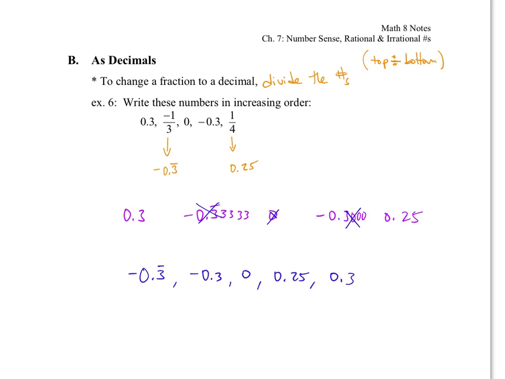Now, if it asks you to write those in order, we should actually change our originals back to the form they were originally in. So we really should write our final answer as negative 1/3, negative 0.3, 0, 1/4, and 0.3. If you wrote it either way, I would give you credit for it. The book will probably write it the second way, though. When you're checking your answers, it'll probably take it back to the original way they were written. I'm just telling you, when you do your book questions, they will most likely change them back to the original type. Okay?